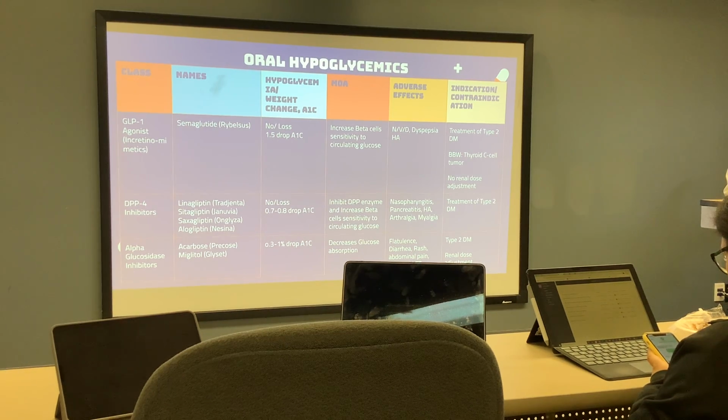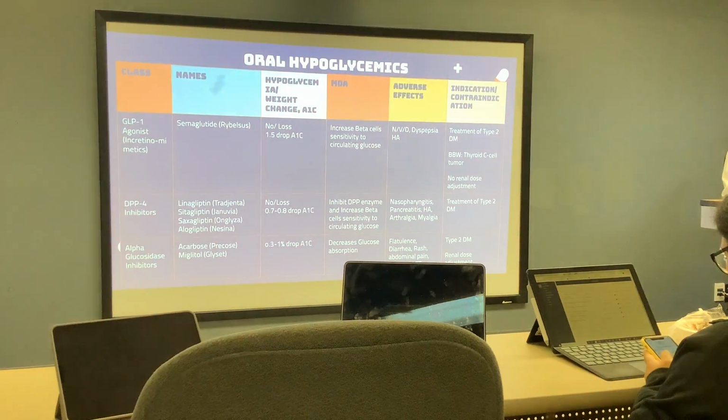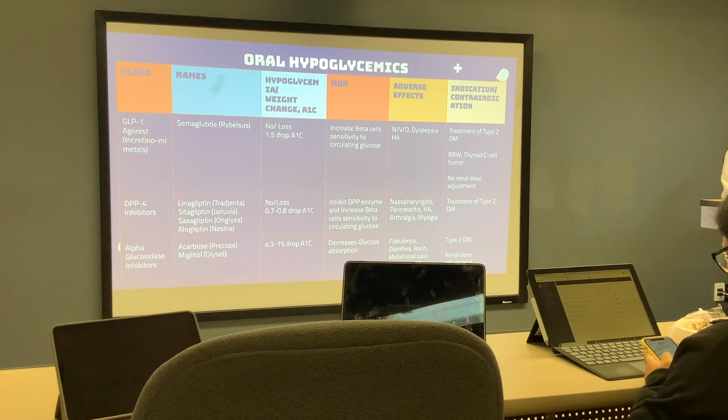Next class is alpha-glucosidase inhibitors. It has acarbose and miglitol, and the mechanism of action is to decrease glucose absorption by inhibiting the alpha-glucosidase enzyme. General side effects are flatulence, diarrhea, rash. But one thing is elevated LFTs, so it's really important to monitor LFTs while the patient is on this class of medication. And this medication requires renal dose adjustment because it's excreted renally.